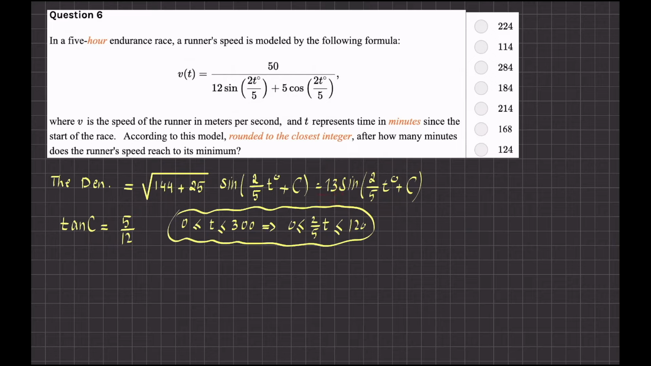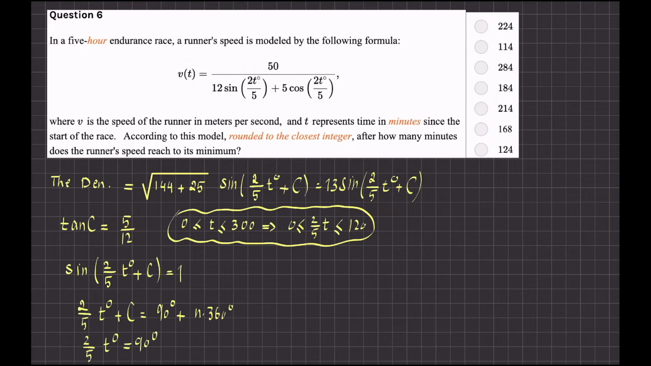So in other words, I have to solve this problem: 2/5 t degrees plus c equals 1. And because it is in degrees, you know that 2/5 t degrees plus c should be 90 degrees plus any, of course, multiple of 360 degrees. And I need to find t, so I move c to the other side. Let me write it in 2 steps. So it becomes this, and it becomes 90 degrees minus c plus n times 360 degrees.